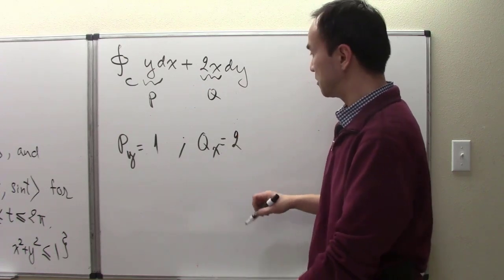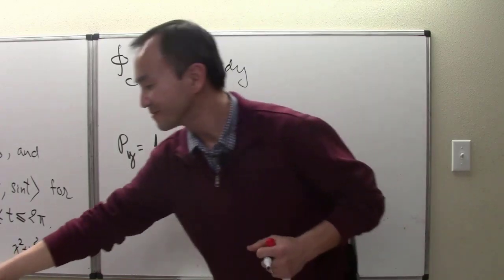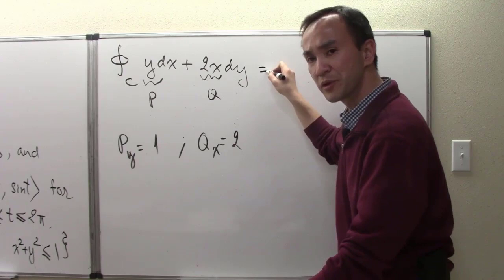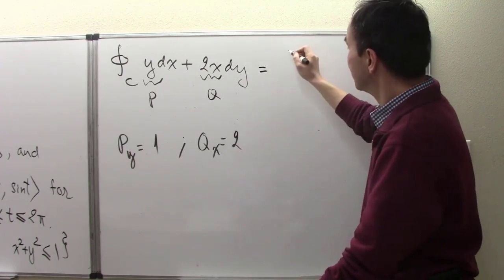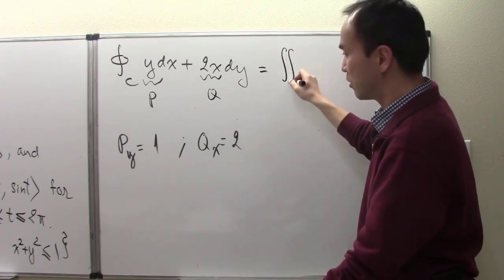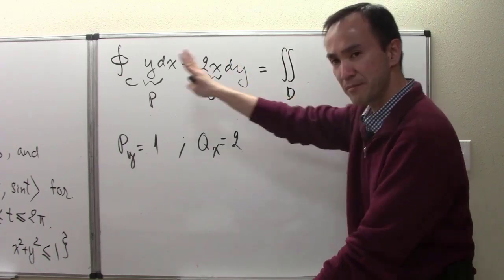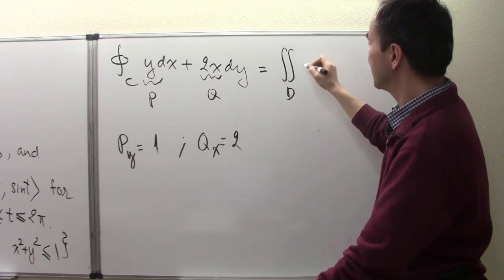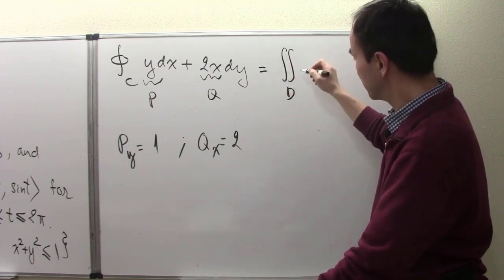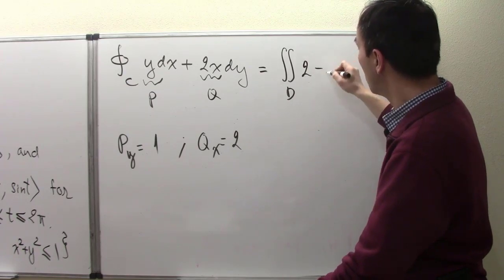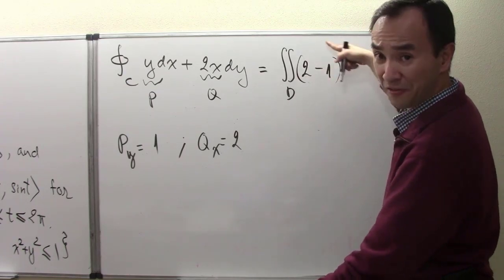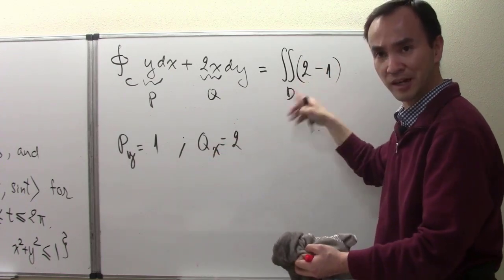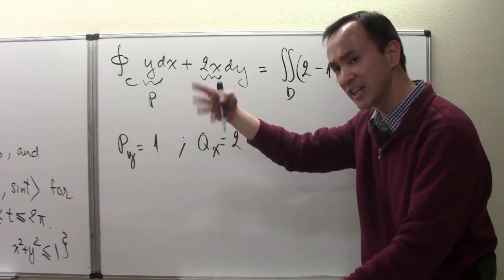And so putting it all together, this line integral, according to Green's theorem, can be calculated as a double integral over the region D. The region D, I made that indication in a picture on the other board already. And then here is our function Q_x minus P_y. So Q_x is 2 minus P_y is 1. And so this is now a function of two variables. We're glad that it turns out to be, at this point, a constant, but it could be another function in other cases.